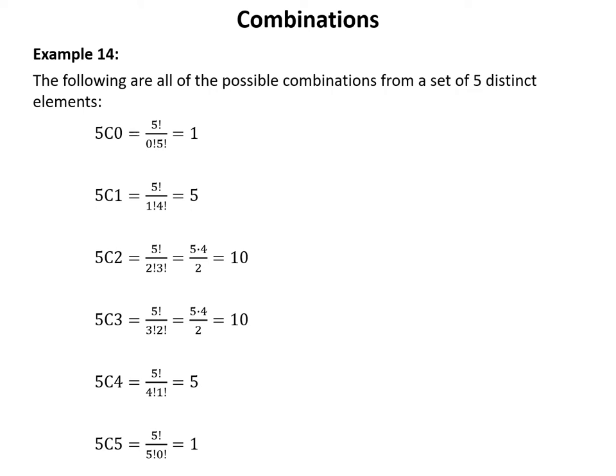We have 5 choose 0 and 5 choose 5, both equaling 1. And then we have 5 choose 1 and 5 choose 4, both equaling 5. And then 5 choose 2 and 5 choose 3 both equal 10. So there are very specific reasons why this is happening.